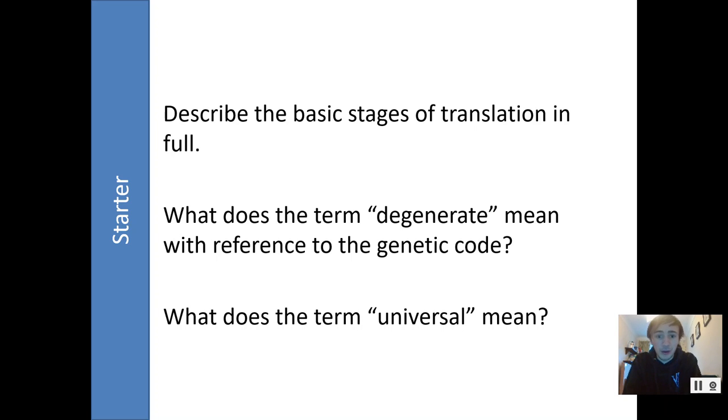Have a glance at those questions. If you could pause me and just write the answers, not the full question, just the answer, somewhere on your paper. So, you've got 3 questions there.